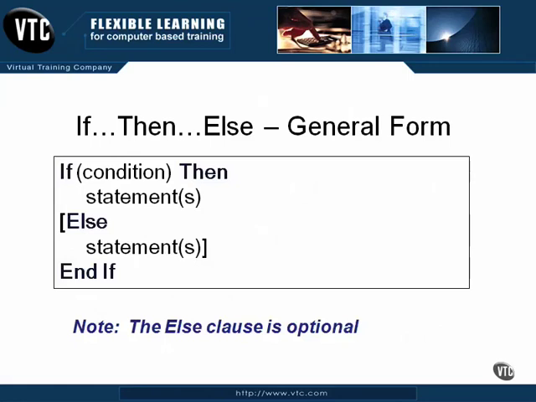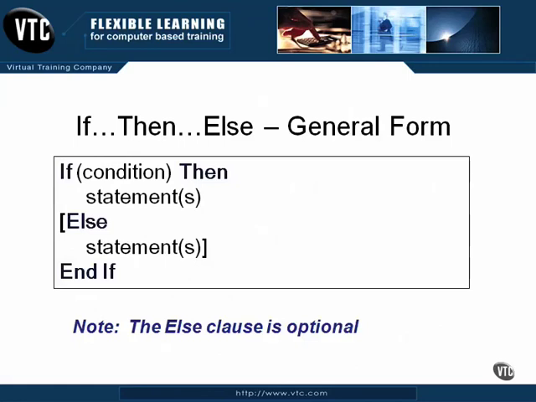This is a look at the general form of the if-then-else statement, where you will have an if statement, the word if, followed by a condition. As stated before, the condition must be phrased so it can be answered either true or false. On that same line will be the word then. Immediately after that, on the very next line, you will have your statement or group of statements that you want to be performed only if that condition is evaluated to be true.